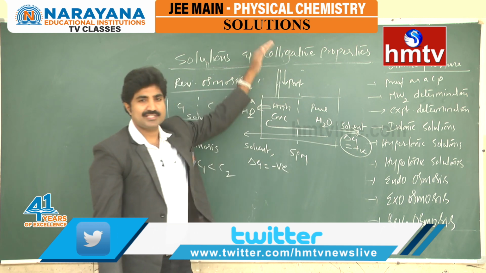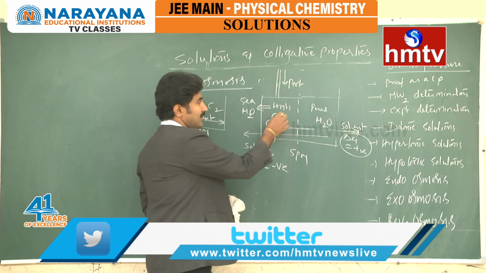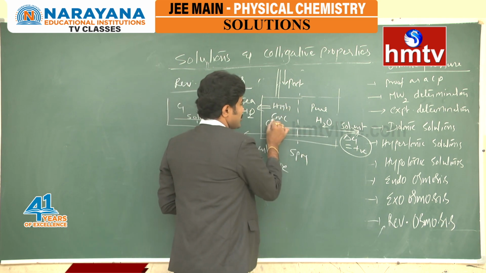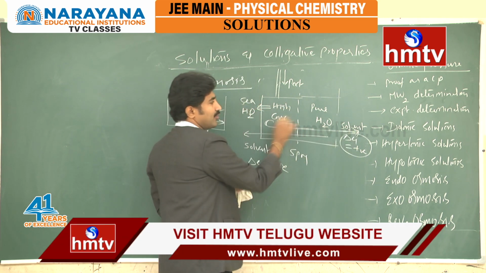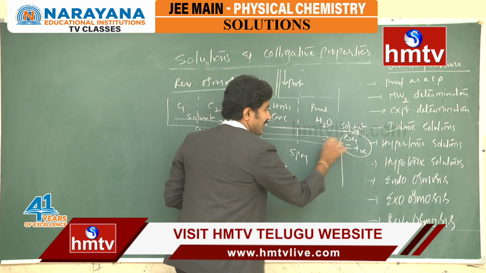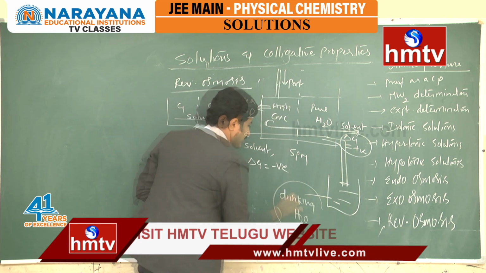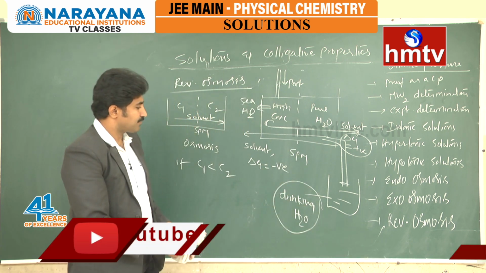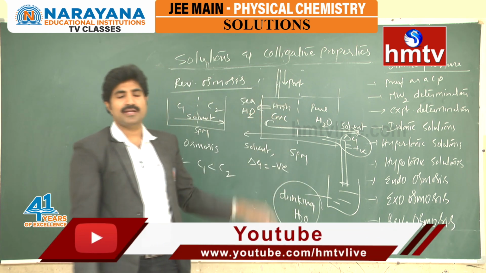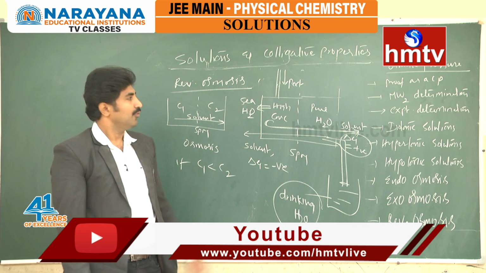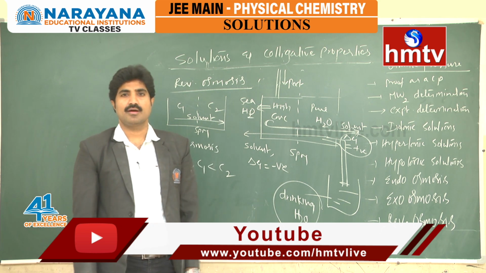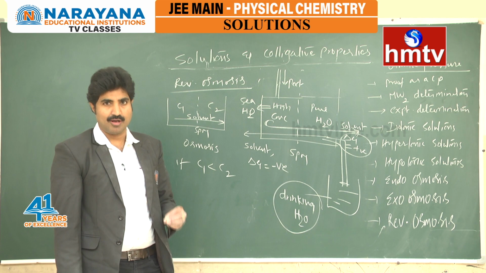Now if you apply some external pressure on the sea water side, solvent molecules migrate from the sea water to the pure water side, and finally we can collect it as drinking water. This is drinking water obtained from sea water by applying the reverse osmosis process. Okay, in osmotic pressure, colligative property, we have discussed all points.